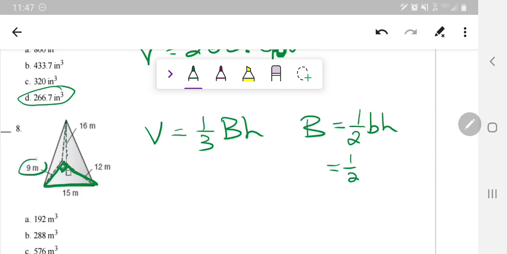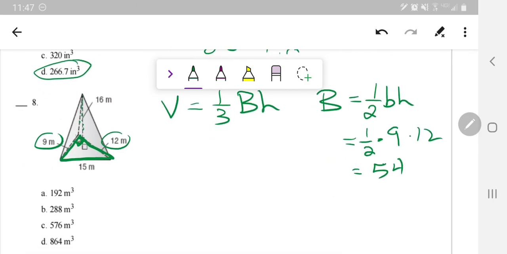So there's the right angle. So 9 and 12 are the winners. 9 and 12. There we go. And that's going to give us 54 when we calculate that. And we are going to now plug that in for big B. Volume equals 1/3 times 54 times the height.